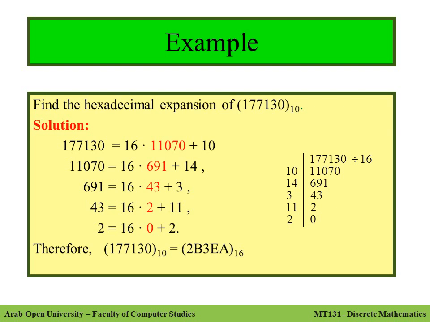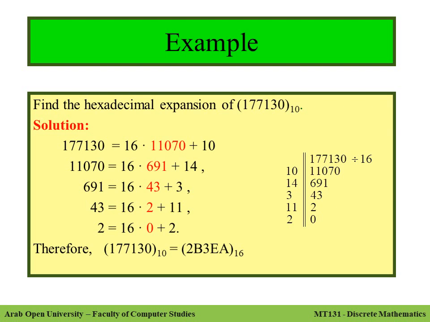Let's do now, start with a number in decimal notation and convert it to hexadecimal, base 16. But here now you always divide by the base. Divide this number by 16. The quotient is 11070 and the remainder is 10. 10 is the first number from the right. 10 is equivalent to A in base 16. So this is your first number.